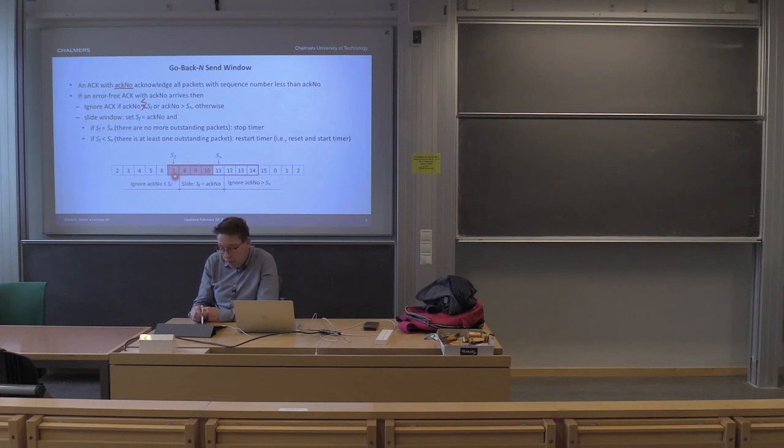We can slide the window if the acknowledgement number is greater than SF. Because if ACKNO is equal to 7, that means that the receiver would like to see 7. The next packet it would like to see is 7, but I already transmitted that, and I cannot acknowledge that because the receiver still wants to see it. So I cannot do anything about that.